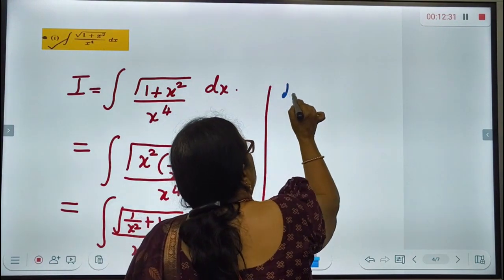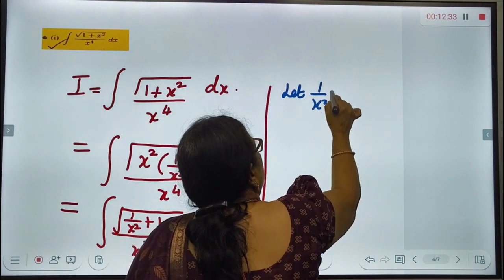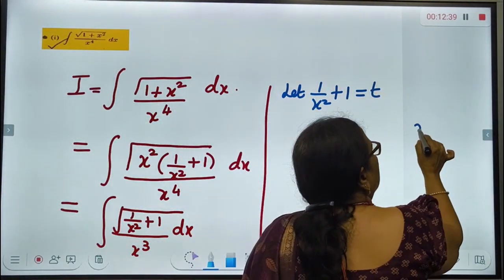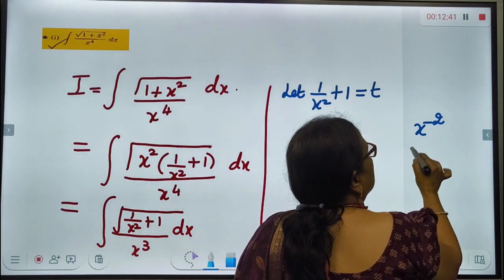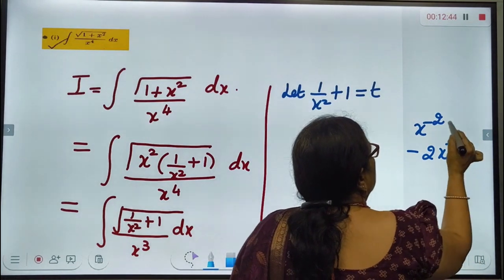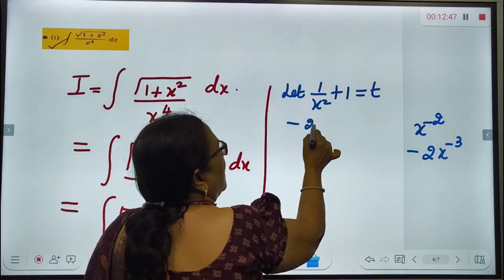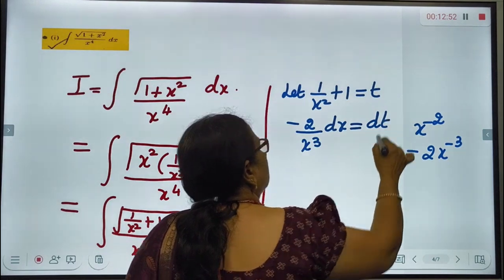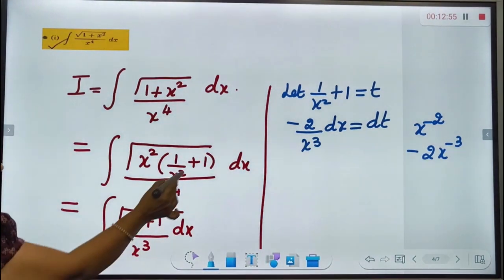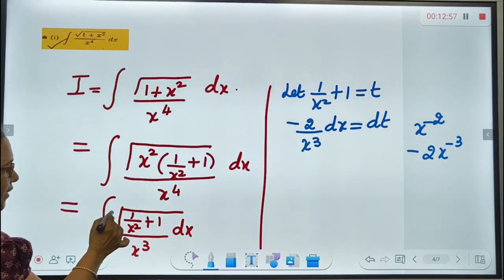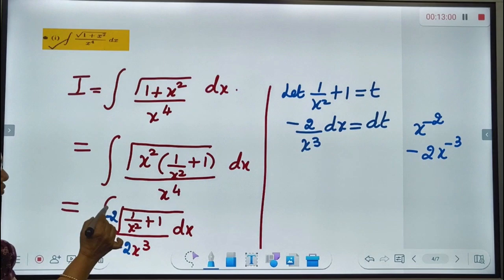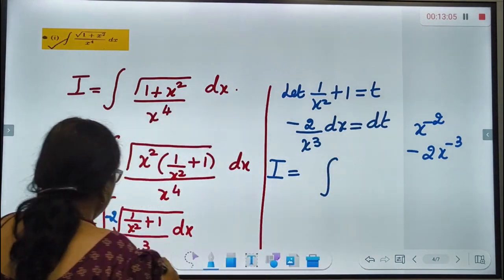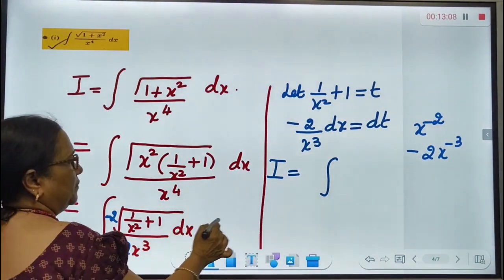Now, let 1 by x square plus 1 be equal to t. So, if I differentiate this, what will I get? Look at the derivative of x power minus 2: minus 2 x power minus 3. So, if I differentiate this, I will get minus 2 by x cube dx equal to dt. I don't have that minus 2, but I have this x cube here in the denominator. So, I am going to multiply and divide by minus 2. So, I will be reduced to integral of minus 2 by x cube dx will become dt.